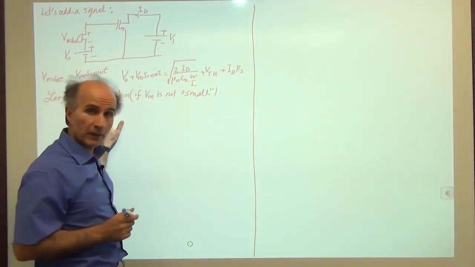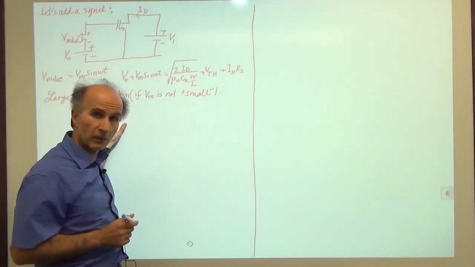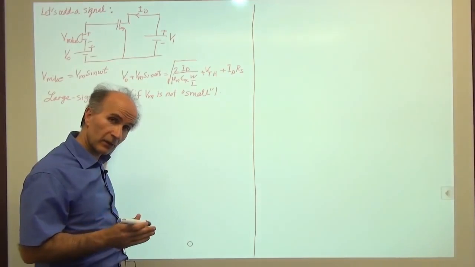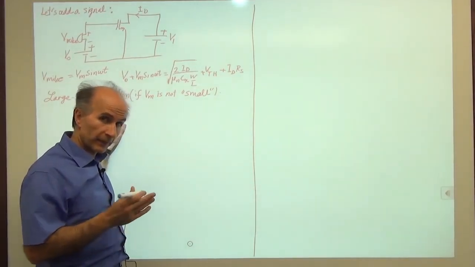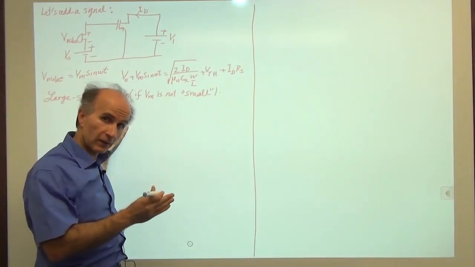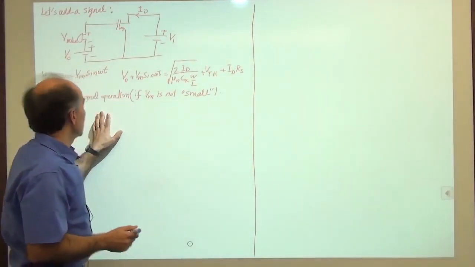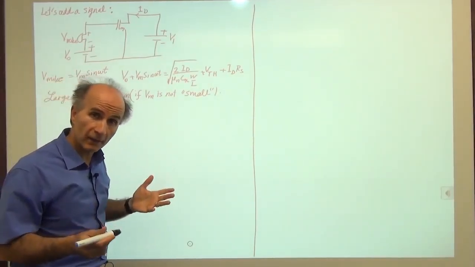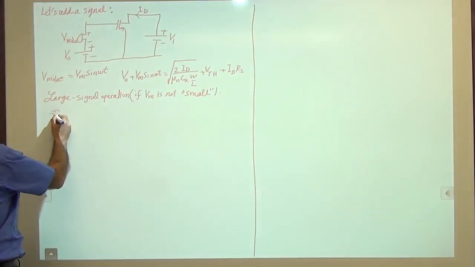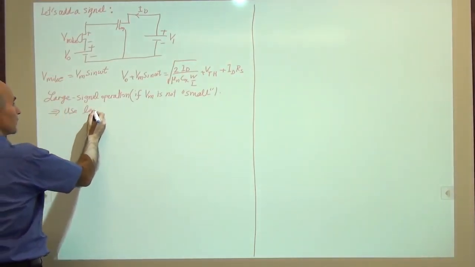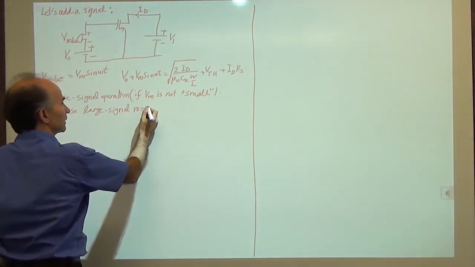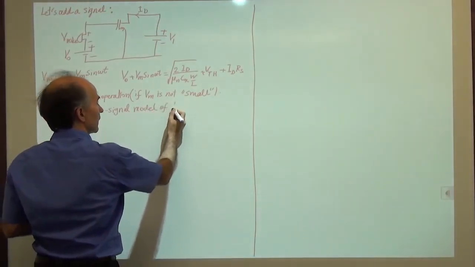A common mistake by students is that they say large signal operation means DC calculations. That is not correct. They say bias calculations. That is not correct. It happens that for bias calculations, we use the large signal model, but it doesn't necessarily mean that large signal means just bias. So if we have large signal operation, we use the complete model, which we call the large signal model. So we say use large signal model of the transistor.